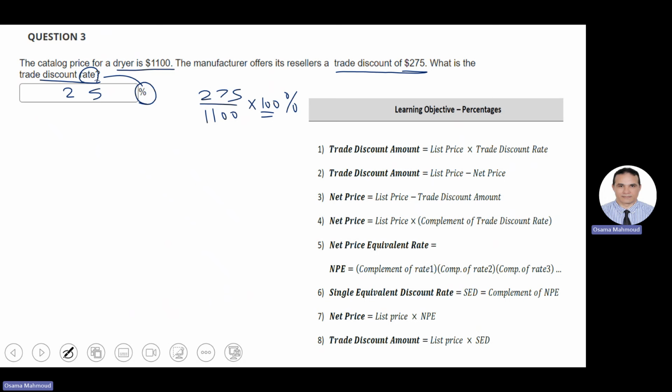Where did it say discount rate? Here it is, right? I have the list price, which is 1,100, and the discount amount is 275. So what's missing here? The trade discount rate is missing. If I divide by this one, as I did here, I get the trade discount amount. To have this percentage, I multiply by 100. So this is the right formula sheet for this question.